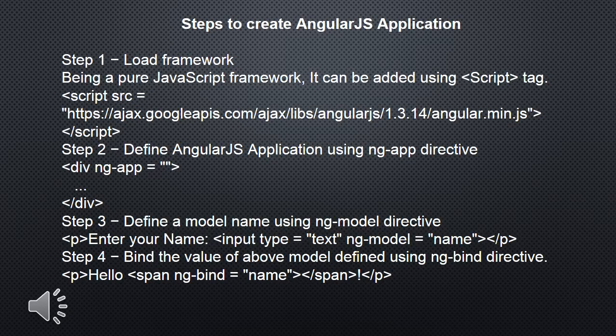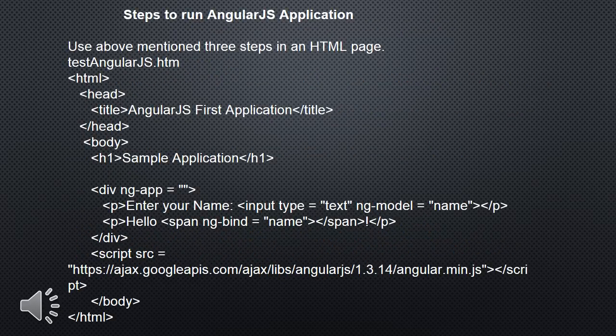div ng-app equals /div. Step 3 - define a model name using the ng-model directive. p enter your name, input type equals text ng-model equals name /p. Step 4 - bind the value of the above model defined using the ng-bind directive. p hello span ng-bind equals name /span !/p. Use the above mentioned 3 steps in an HTML page.